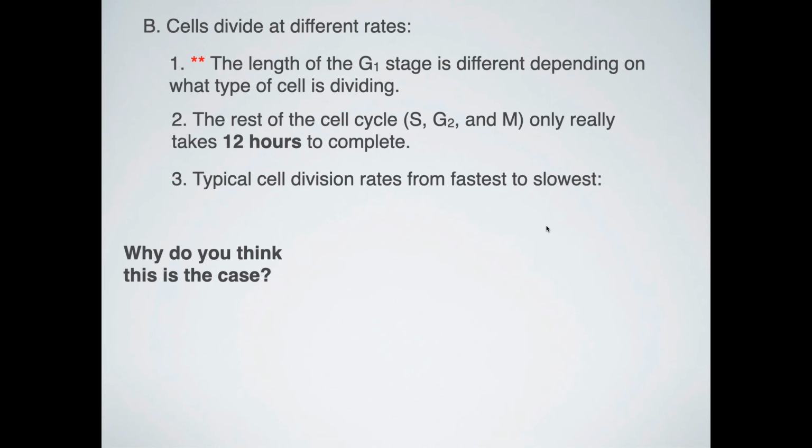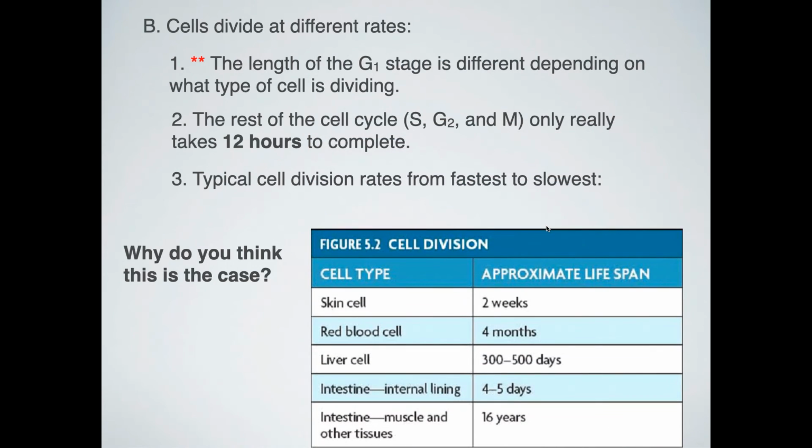So let's see if you could have figured out why G1 takes longer than others. Skin cells: this whole process takes about 2 weeks. Red blood cells, 4 months. Liver cells, 300 to 500 days. Your intestinal lining, 4 to 5 days. Your actual intestines are replaced every 16 years. And this is not all of a sudden. It's not like you turn 16 and, wow, your intestines are brand new. They're slowly being replaced all the time.